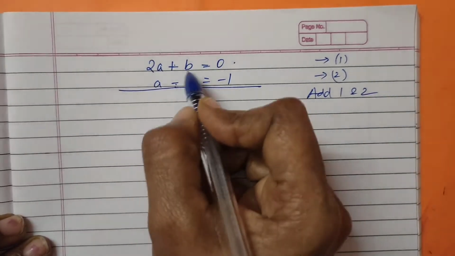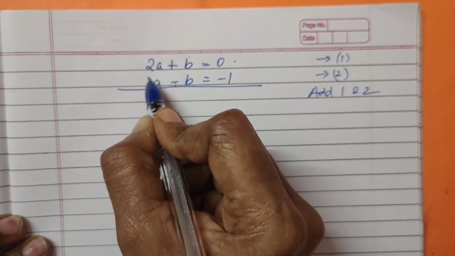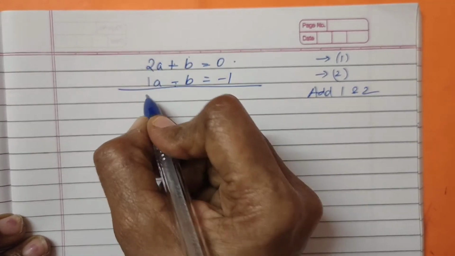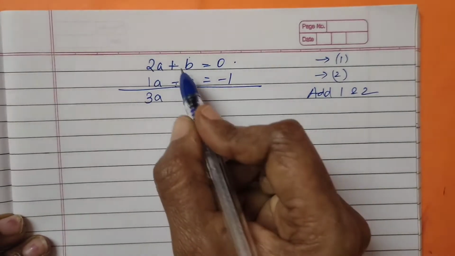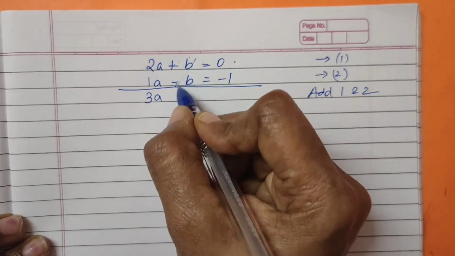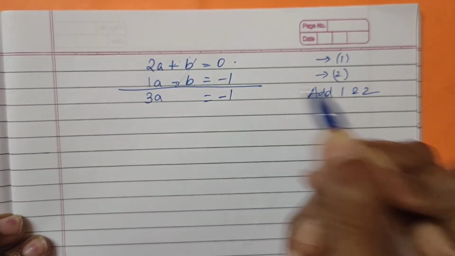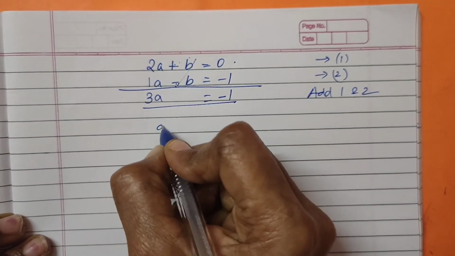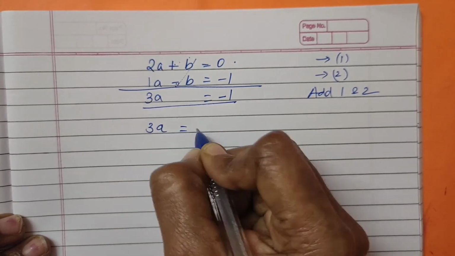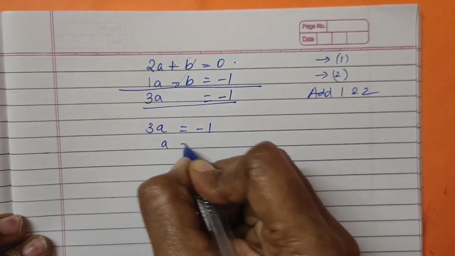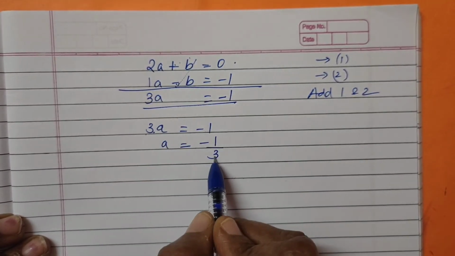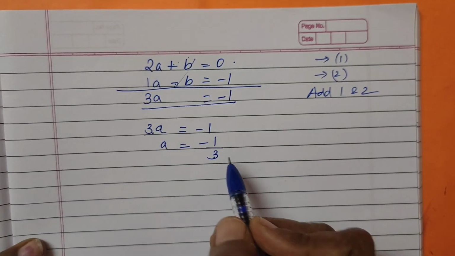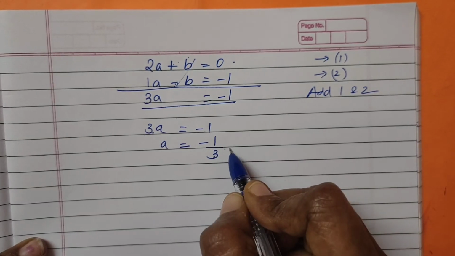When I add 1 and 2, this is 2a plus 1a, which is 3a. And plus b and minus b, you get 0 only, because 1 minus 1 is 0, so I'm not writing anything, and minus 1 here. So I got 3a equals minus 1. Now can I write a equals minus 1 upon 3? It is in multiply form, and when it comes to this side, it becomes a division. So we got a as minus 1 upon 3.